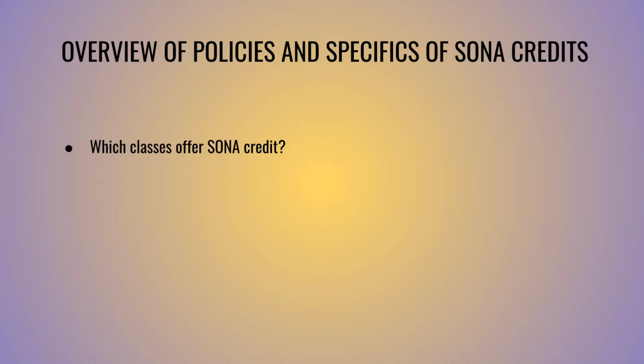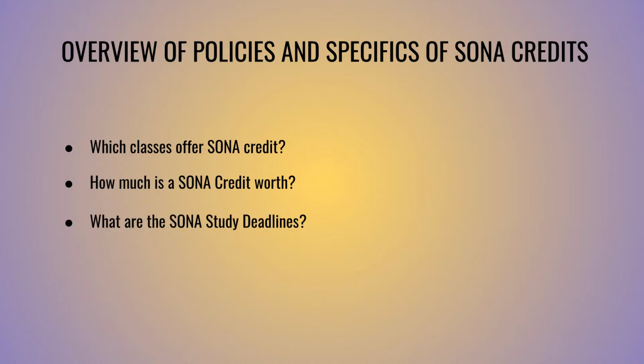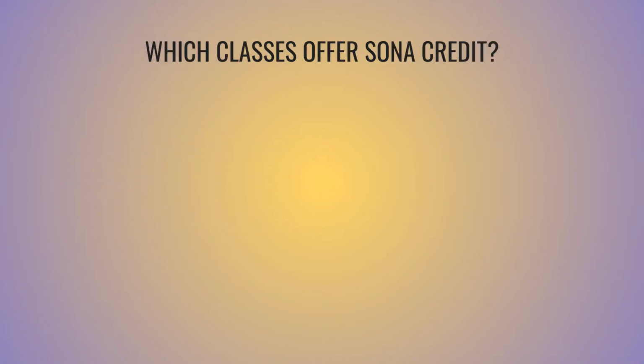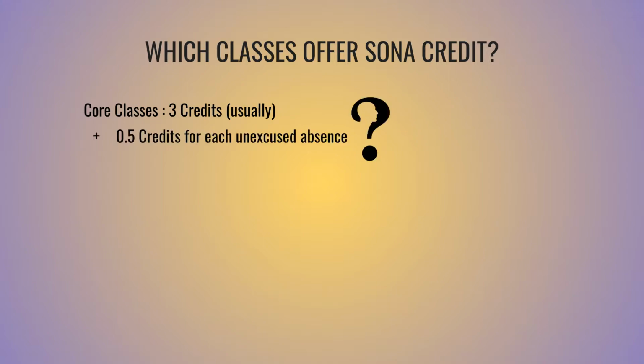The following section will cover the current departmental and IRB policies for use of the SONA system as an instructor, as well as provide answers to several common questions regarding SONA credits. In most of the core classes, students are required to complete a total of 3 research credits in the SONA system, with an additional half credit required for each unexcused absence they earn by not showing up to a study.